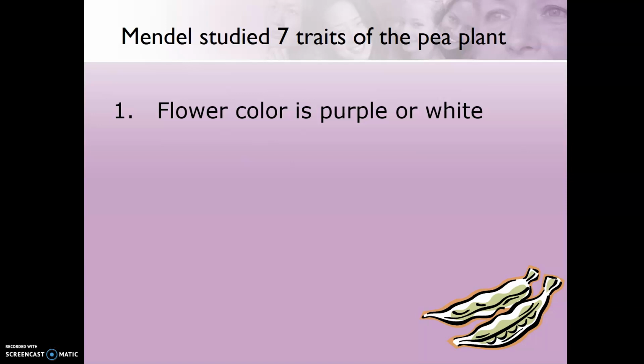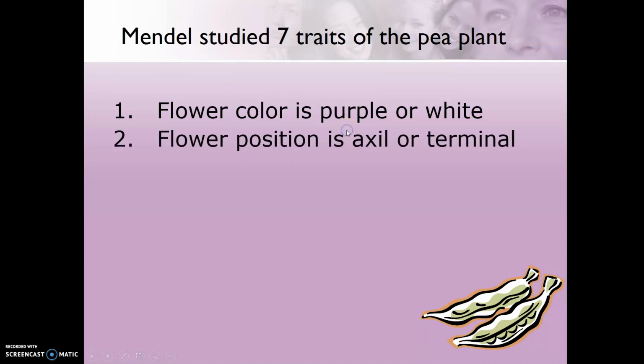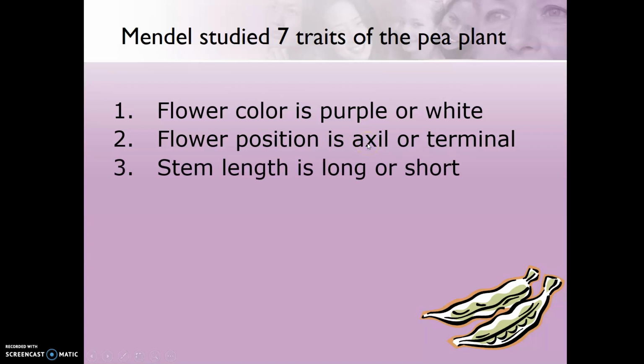So here are the 7 traits of the pea plants. 1, he looked at the flower color. Are the blossoms purple or white? The flower position, is it axial or terminal? So terminal would be at the end of the stem. Axial would be not at the end. The stem length, was the stem long or was it short?